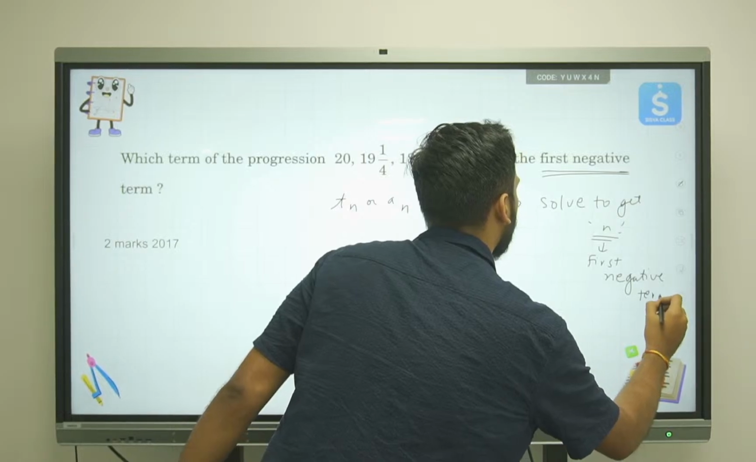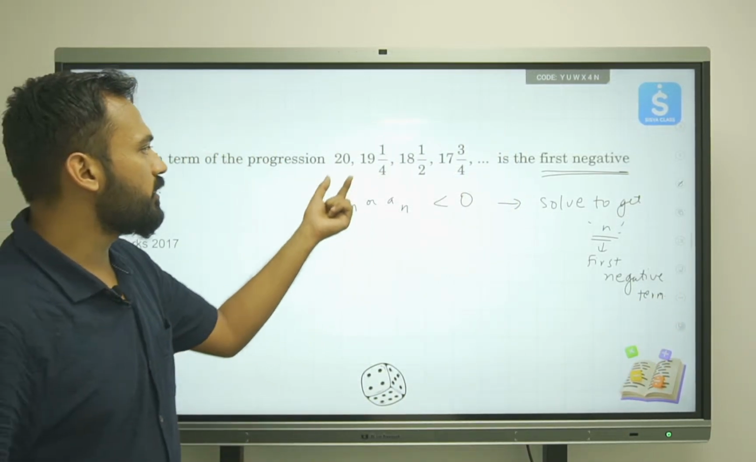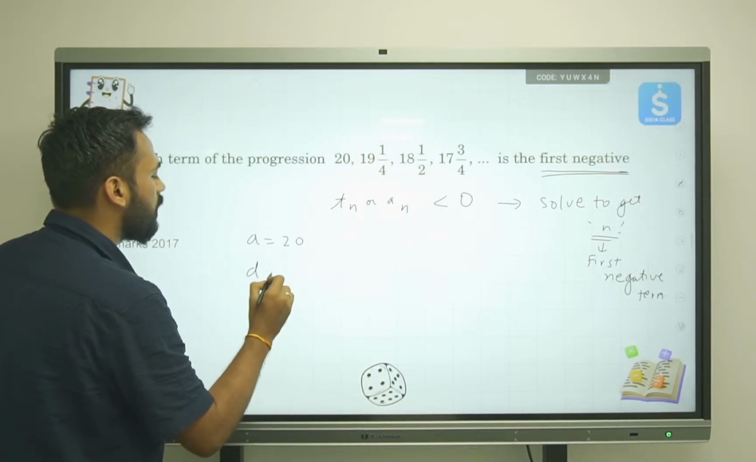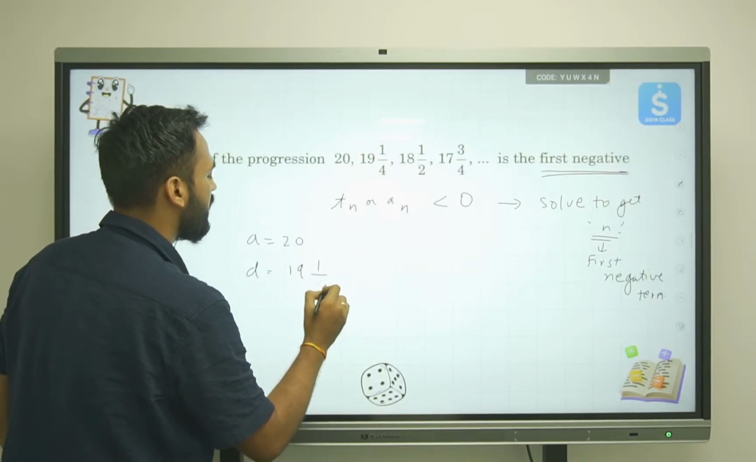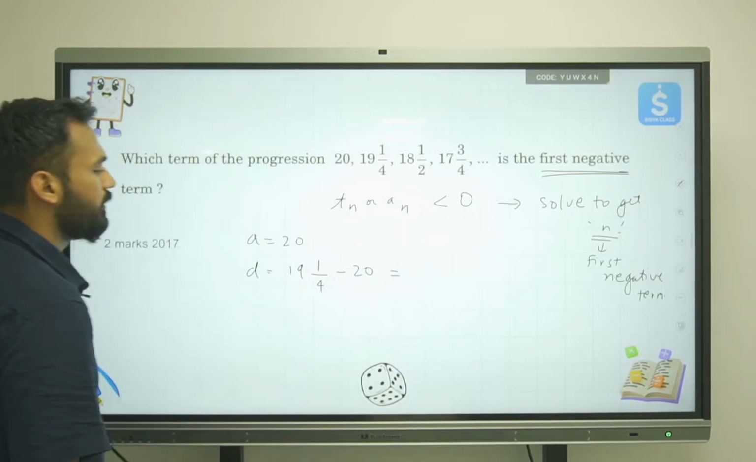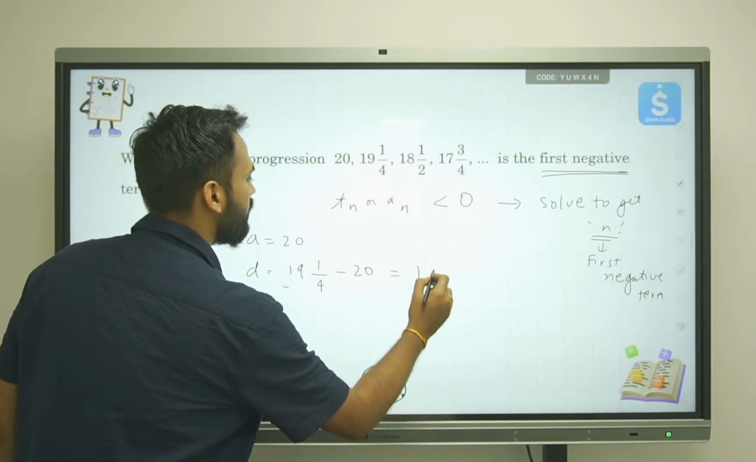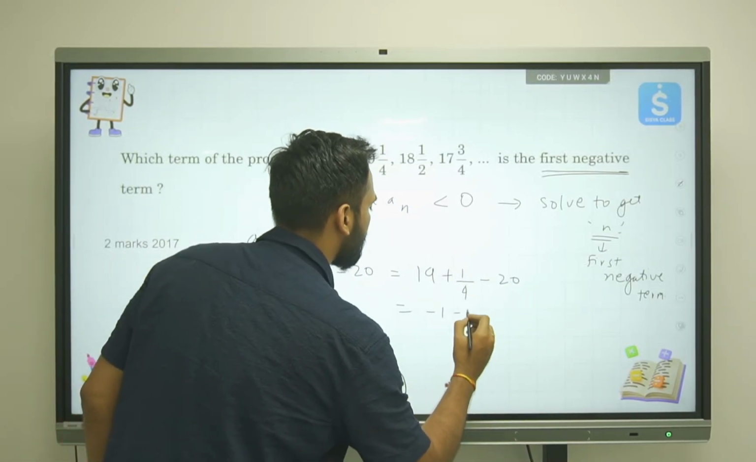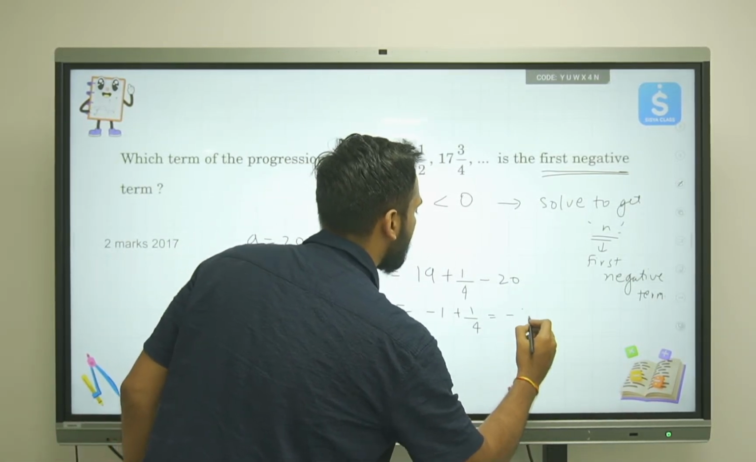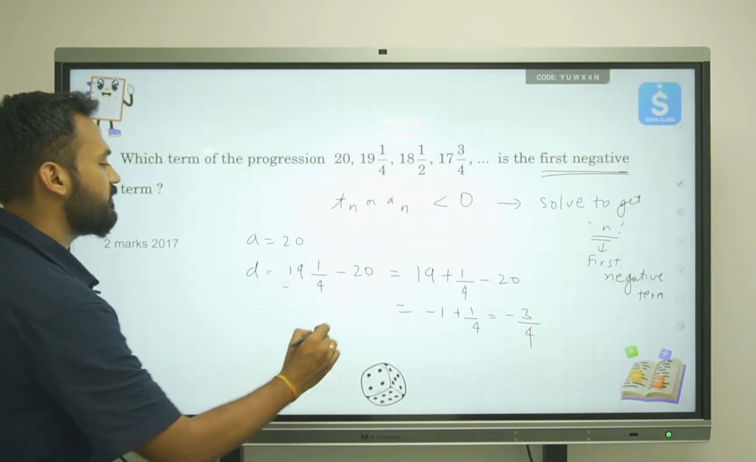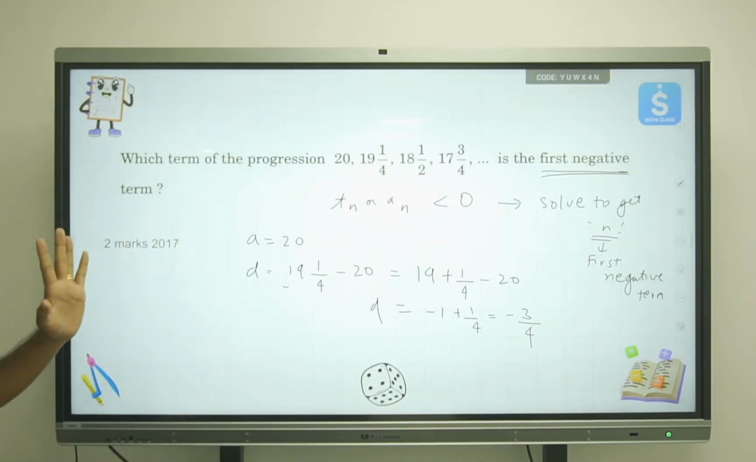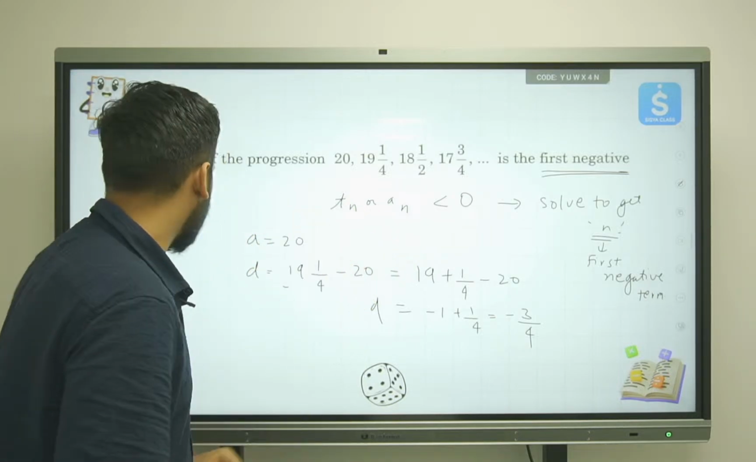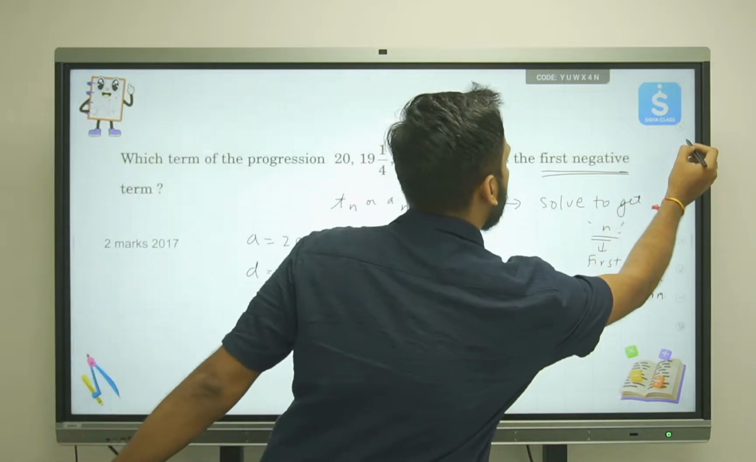Let's do that. For that, we need to find the first term. It is written over here, A is 20. We need to find the common difference. If I find 19 1/4 minus 20, you will get 19 minus 20 minus 1 plus 1/4. This comes out to be minus 3/4. Common difference is minus 3/4. The first term is 20. We need to find the value of n for which this condition is correct.